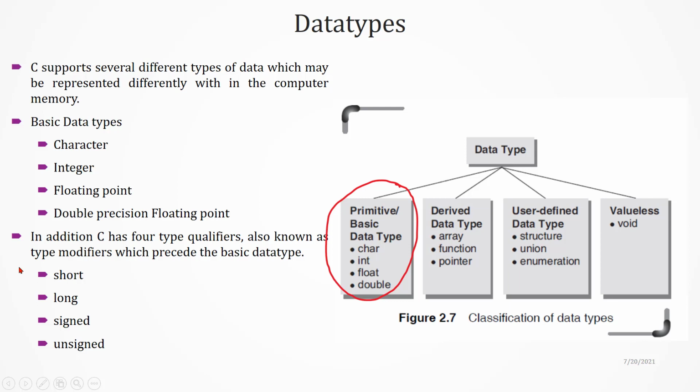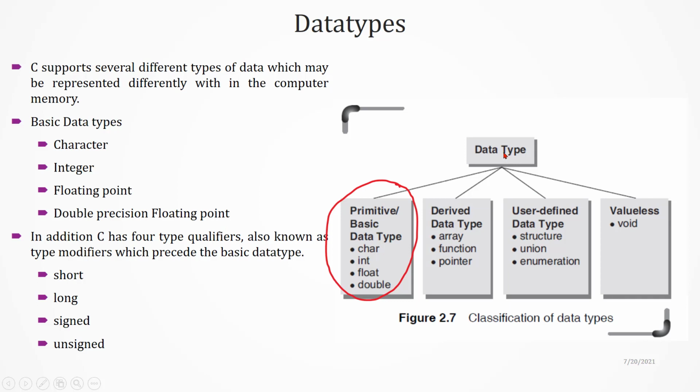Okay, next is data types. C supports several different types of data which may be represented differently within the computer memory. So the C language supports different types of data. We also know there are different types of data: character data, integer data, floating point data. Basic data types are character, integer, floating point, double precision floating point.